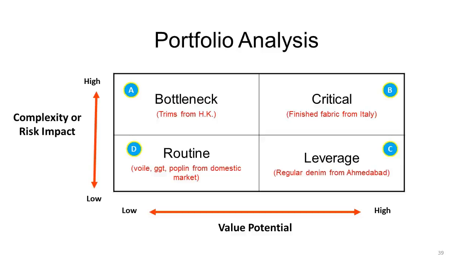And in case of bottleneck also, we try to develop those, just like we have these trims from Hong Kong. So we try to develop these trims in India only, so that from bottleneck it shifts to routine, low value and low complexity. So you want to shift bottleneck to routine, and you would like to shift critical to leverage. So the benefit of doing this portfolio analysis is to see what are the various raw materials that you buy and where they fall, A, B, C, D, and then you try to shift A to D and B to C.